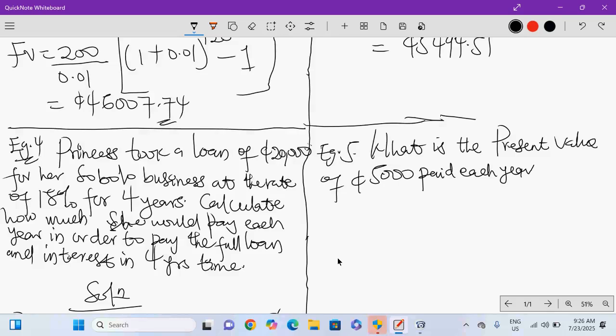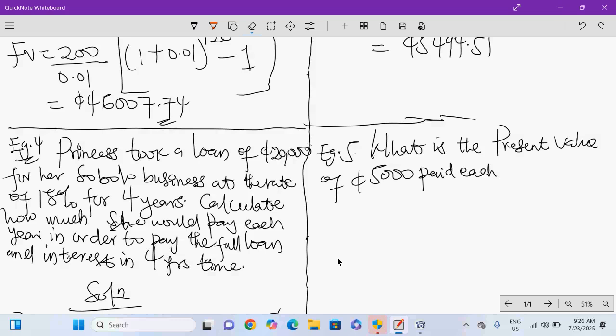What is the present value of 5,000 cedis paid each quarter? Let me say each quarter. So each quarter, at the rate of 12% for 3 years.